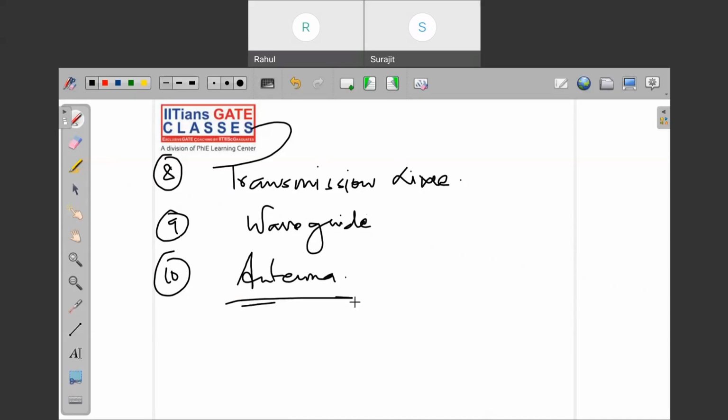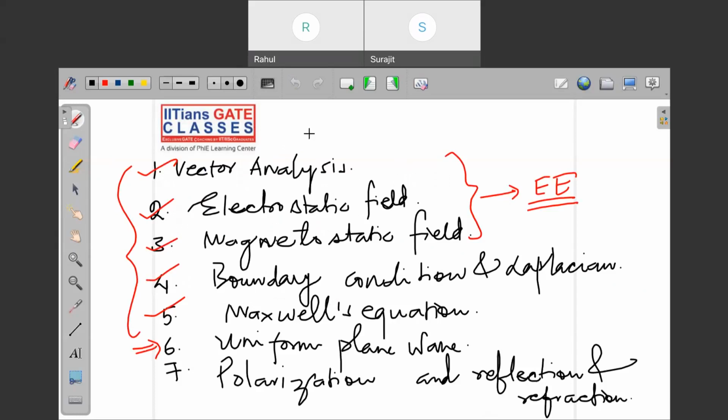Right? So this is our course outline. So the vector analysis, which is vector calculus, you can say, is the prerequisite for entire electromagnetics. You should be good at differential equations. You should be good at integral calculus as well, right? Anyway, so let us begin.